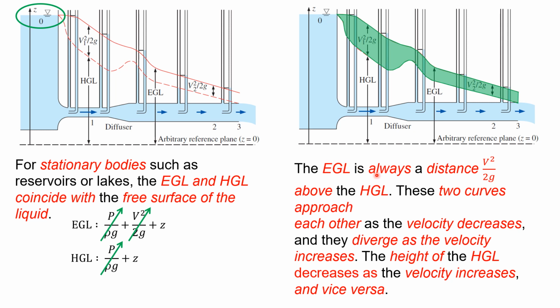The EGL is always a distance V square over 2g above the HGL. These two curves approach each other as the velocity decreases. So as the velocity keeps decreasing, they get closer. Based on this formula, if velocity decreases, they get closer, like here. And they diverge as the velocity increases. Oppositely, if the velocity increases, the gap becomes bigger, or vice versa.